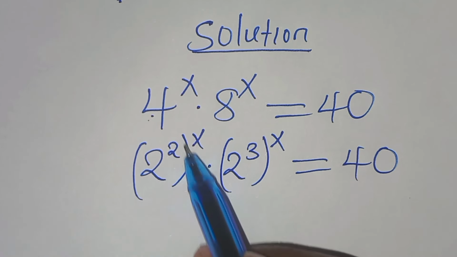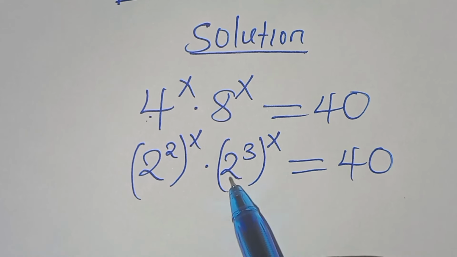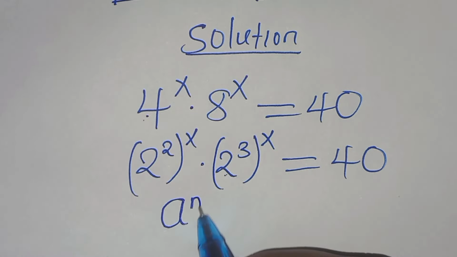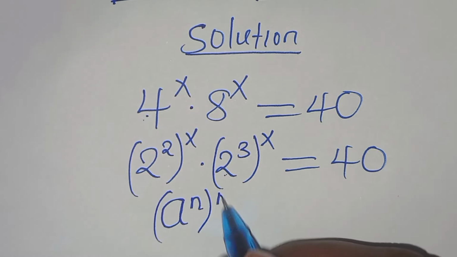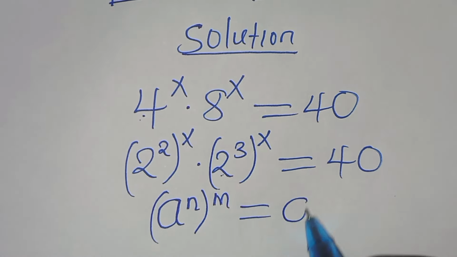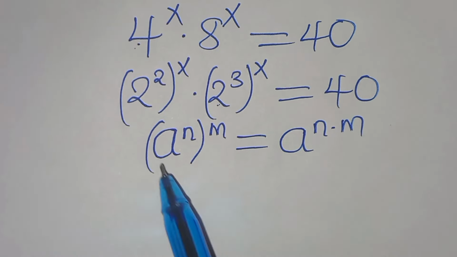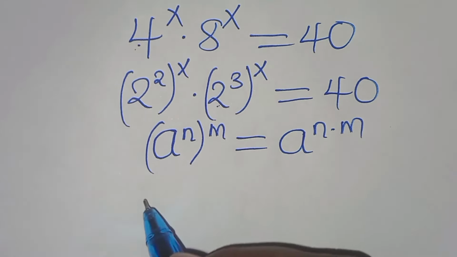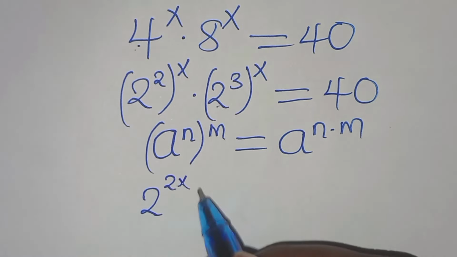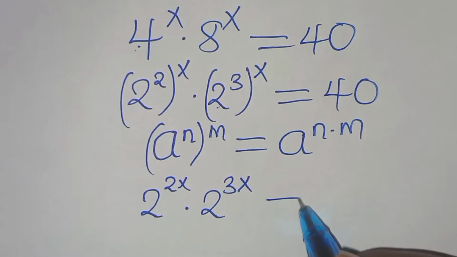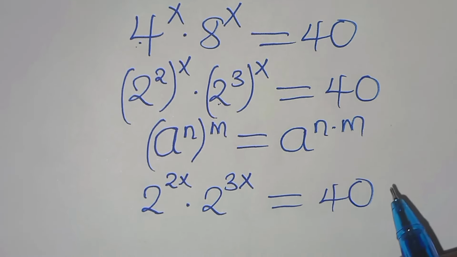Now, 2 to the power of 2 raised to the power of x and 2 to the power of 3 raised to the power of x. This is in the form of a to the power of n raised to the power of m, which we can express as a raised to the power of n times m. Applying this exponent property, then we have 2 to the power of 2x times 2 to the power of 3x. This is equal to 40.